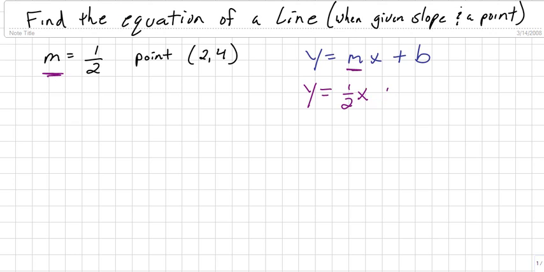1/2 x plus b. So the other missing variable in this case is the b. We want to find out the b, and remember what the b represents. It represents the y-intercept. Well, the way we can find the b, the y-intercept, is that the problem also gives us an x-coordinate and a y-coordinate. So what we're going to do is substitute this x-coordinate in for wherever we see the x, and substitute this y-coordinate for everywhere we see the y.